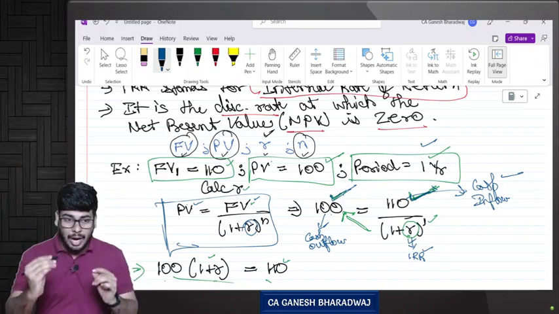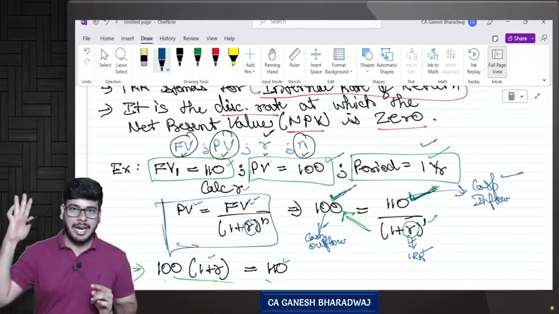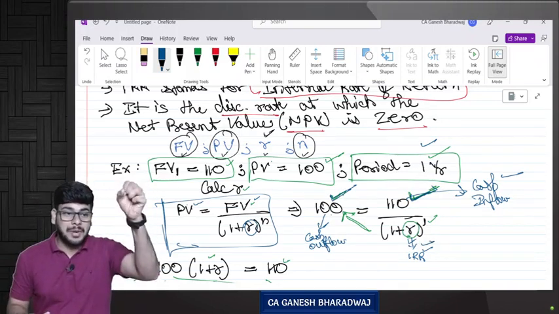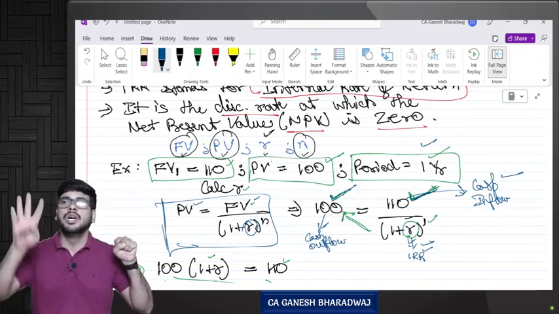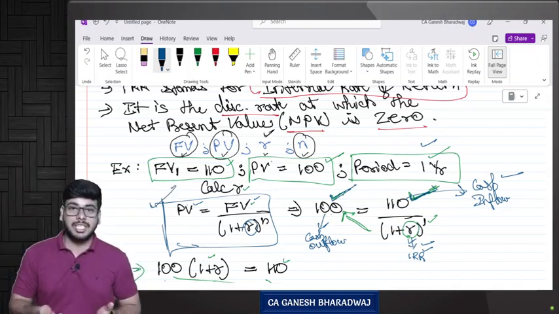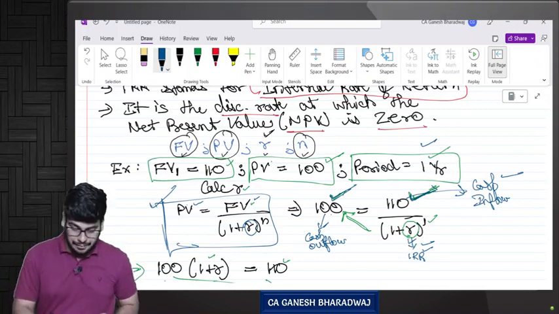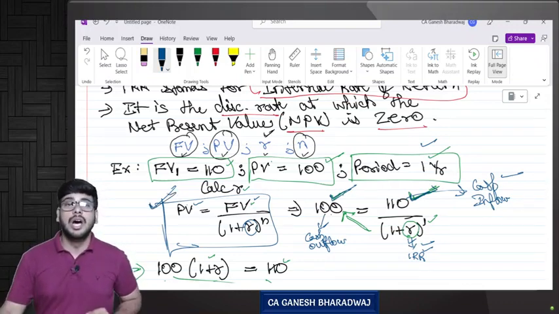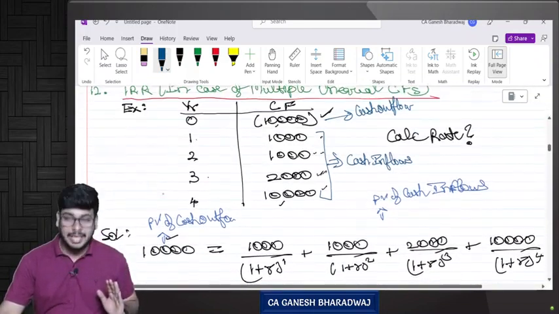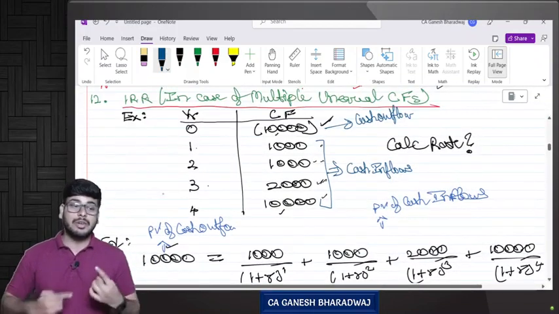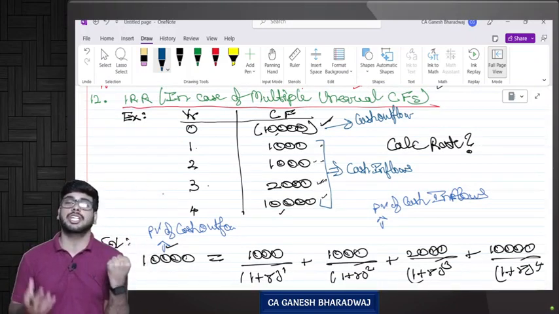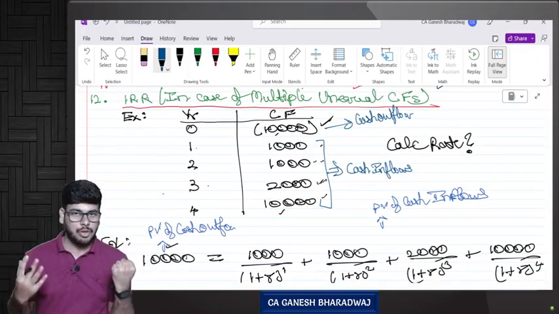Are you clear? So I just added one more point here and said IRR is the rate at which my present value of cash inflow is equal to my present value of cash outflow. This is what we could derive from the formula that we had just seen. Are you clear with this? So here, we need to calculate the rate that equates my present value of cash inflow to my present value of cash outflow, correct?